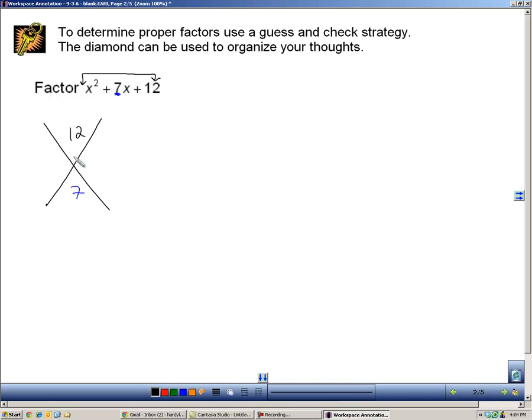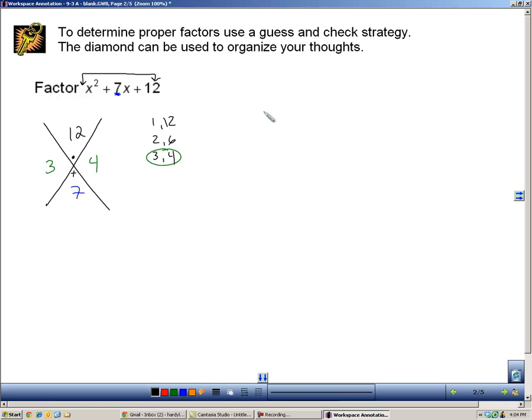Now, as you've seen in the diamond, you're going to multiply to go up and add to go down. So we've got to think of two factors that will multiply to give us a 12 and add to give us a 7. Now, you probably can figure out that it's 3 times 4 and 3 plus 4, but I want to show you how to do this if you have to guess and check. What you do is you list all the factors of 12: 1 times 12, 2 times 6, and 3 times 4. Then you look for the two that add together to become 7. In this case, it's 3 and 4, so positive 3 and positive 4.